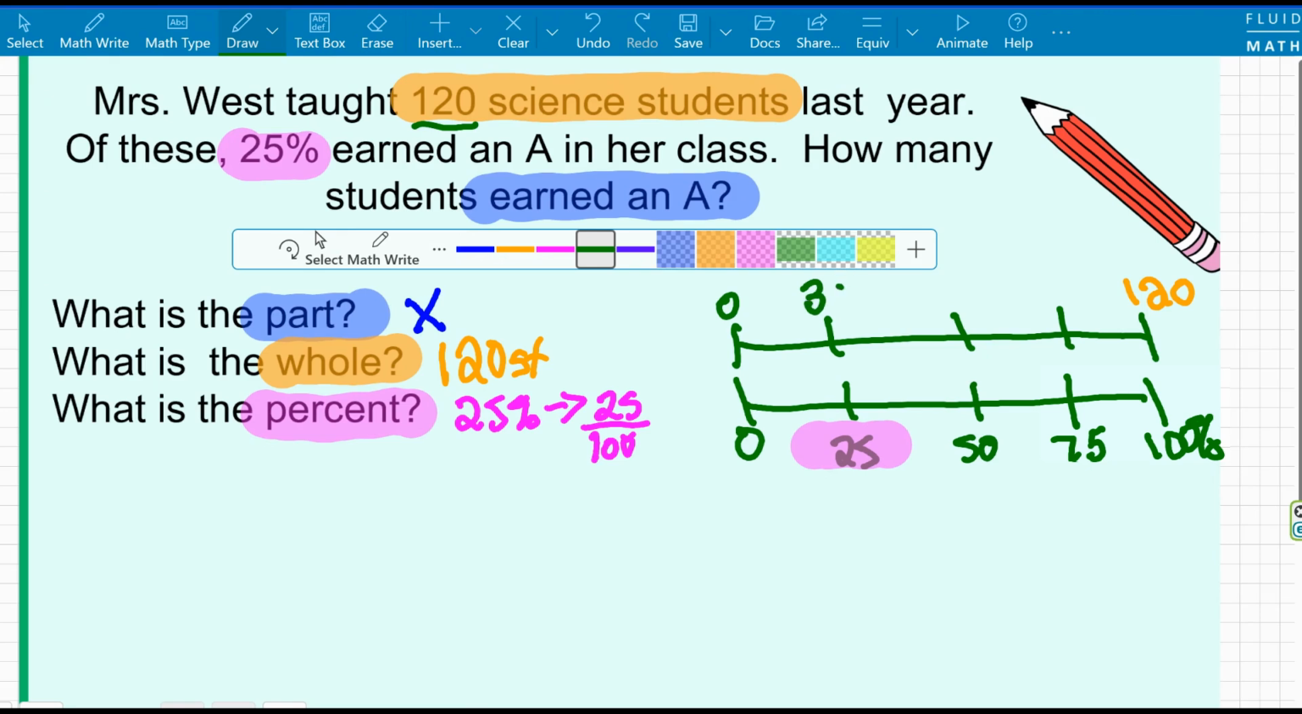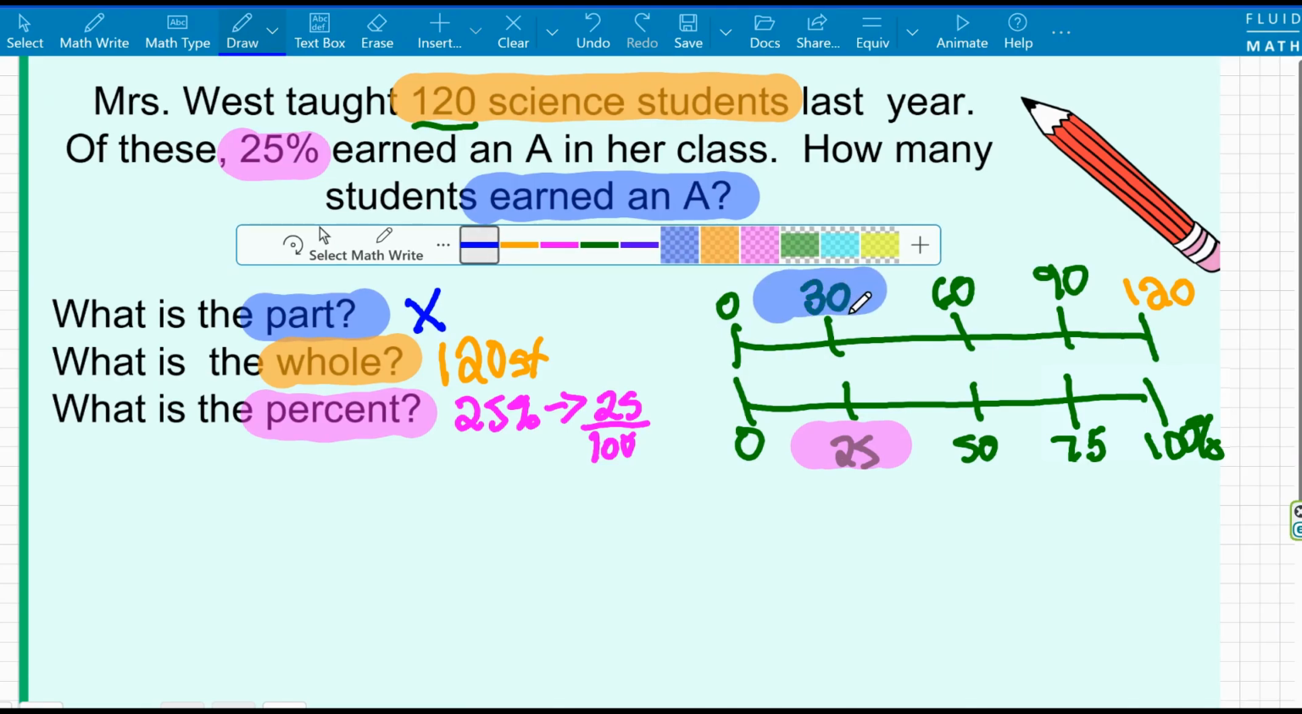So my first bar is 30, and I'm going to go ahead and count out the rest just to make sure I did it correctly. 60, 90, and 30 more gets me my value of 120. Let me highlight this and connect that 30 is connected to 25. So visually, I can see that 25% of 120 is 30.